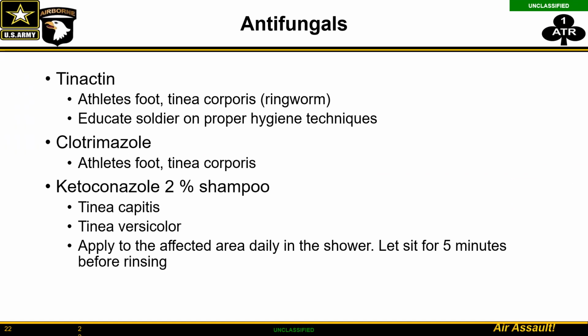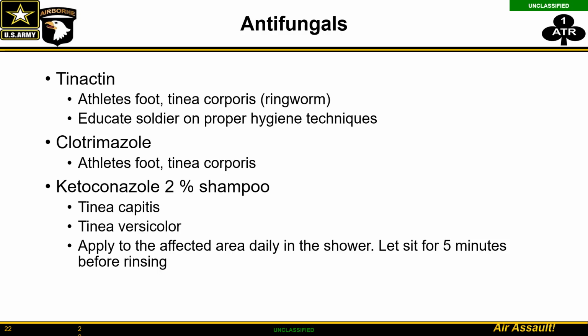Some antifungals. Some common ones are Tinactin. We're going to give that for athlete's foot. Important with all of these fungal infections to educate your soldier on proper hygiene techniques and how to prevent these things. Obviously, good hygiene in the field is difficult, but there are ways to do it. So changing socks frequently, changing out of sweaty, damp clothes as quickly as possible, doing the baby wipe showers, doing what you can to prevent these things.